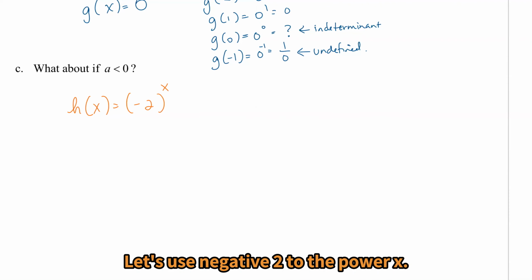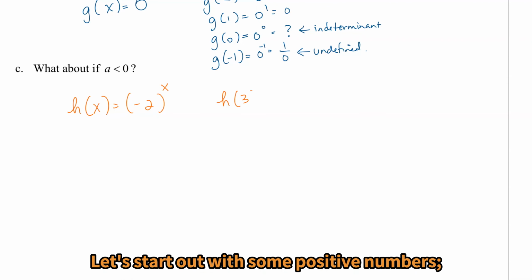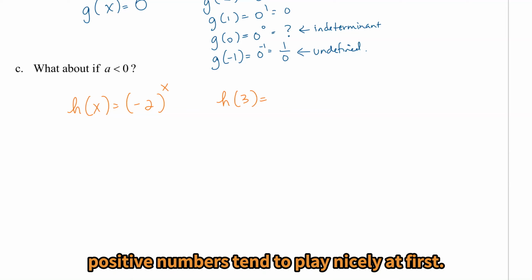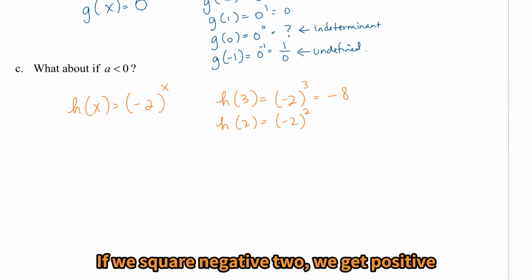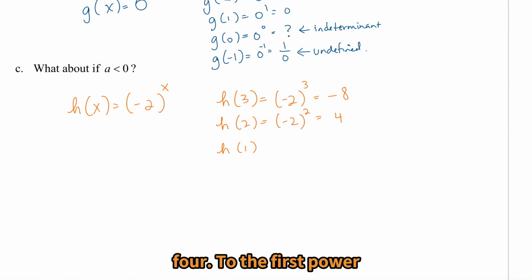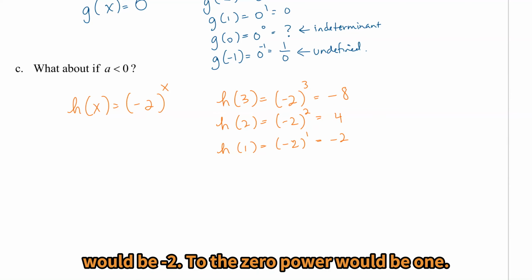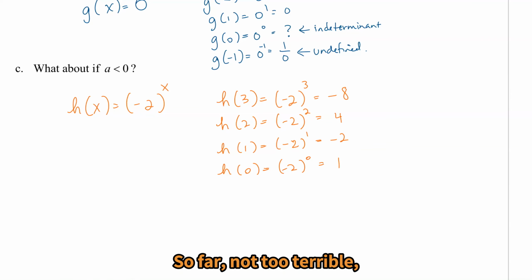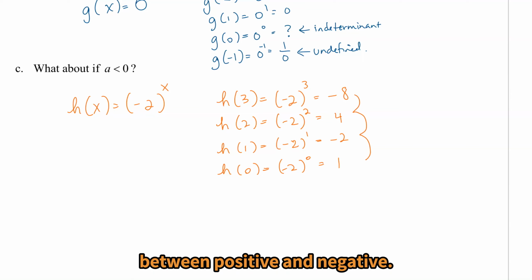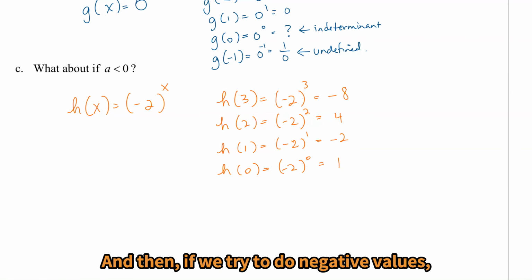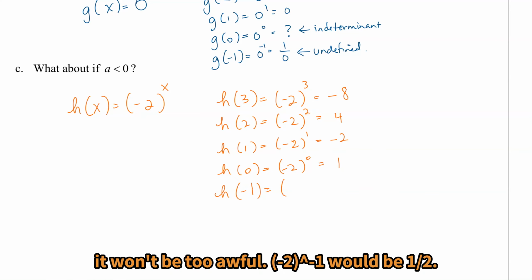What about a negative base? Let's use negative 2 to the power x. Let's start out with some positive numbers. Positive numbers tend to play nicely at first. So negative 2 to the third power would be negative 8. If we square negative 2, we'll get positive 4. To the first power would be negative 2. To the 0 power would be 1. So far not too terrible, but these numbers are bouncing between positive and negative. That's weird.